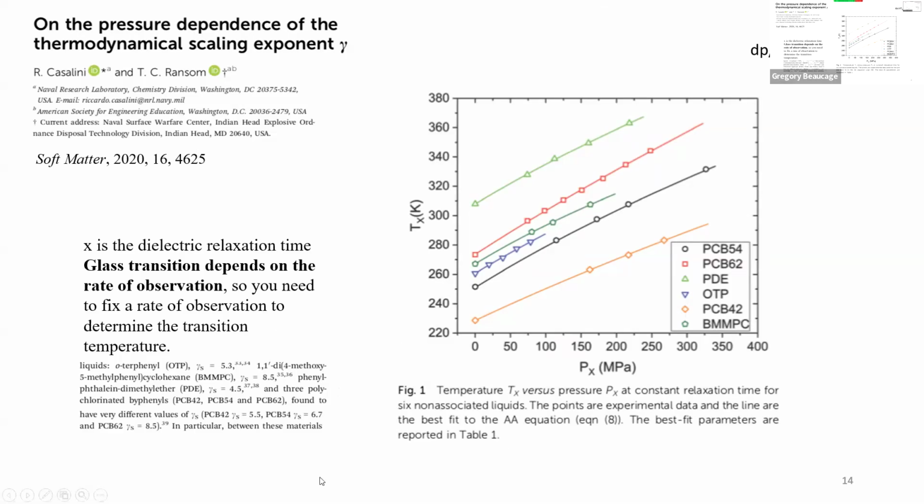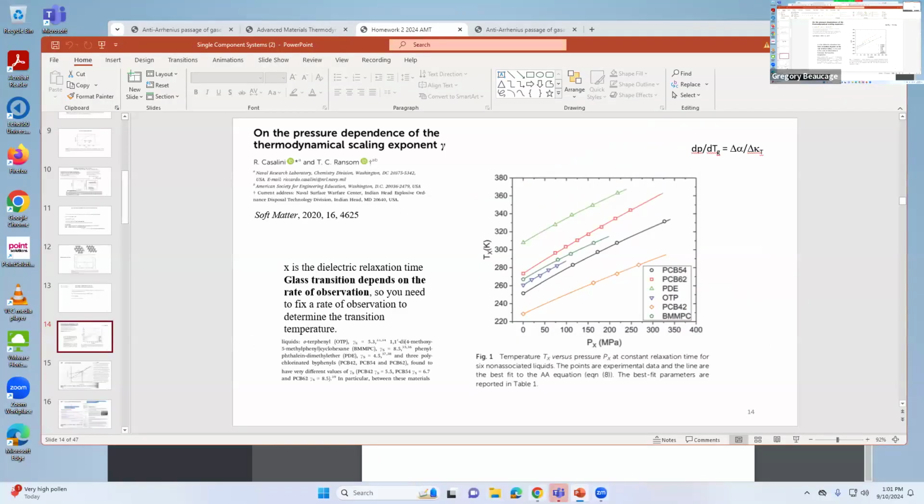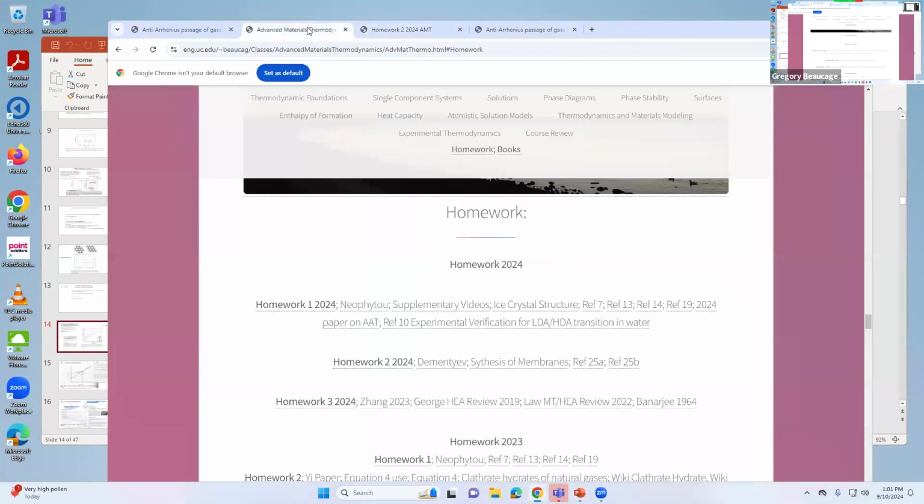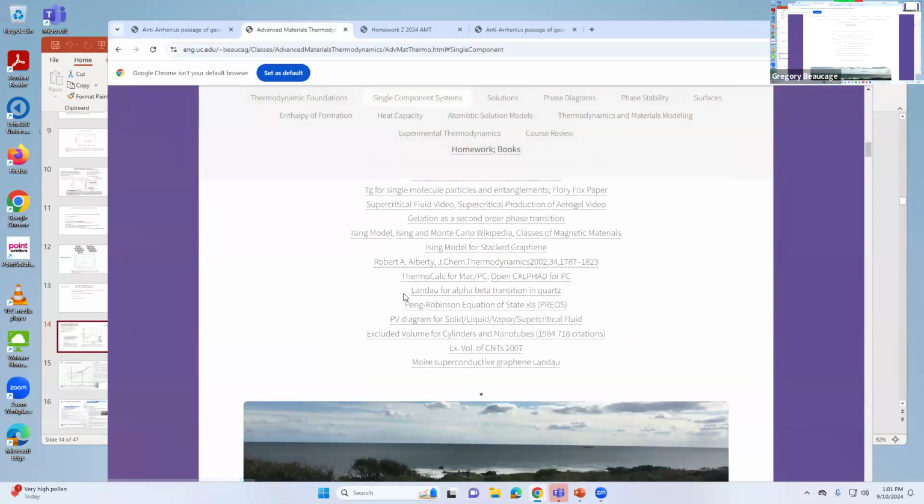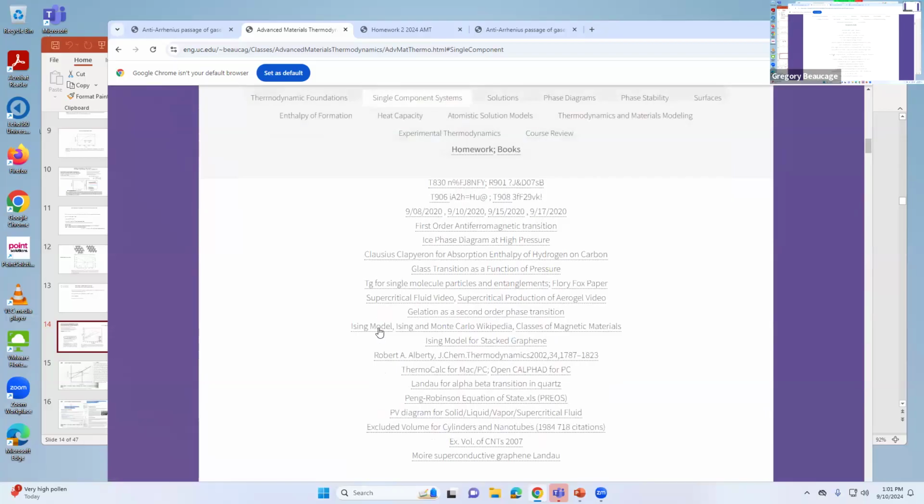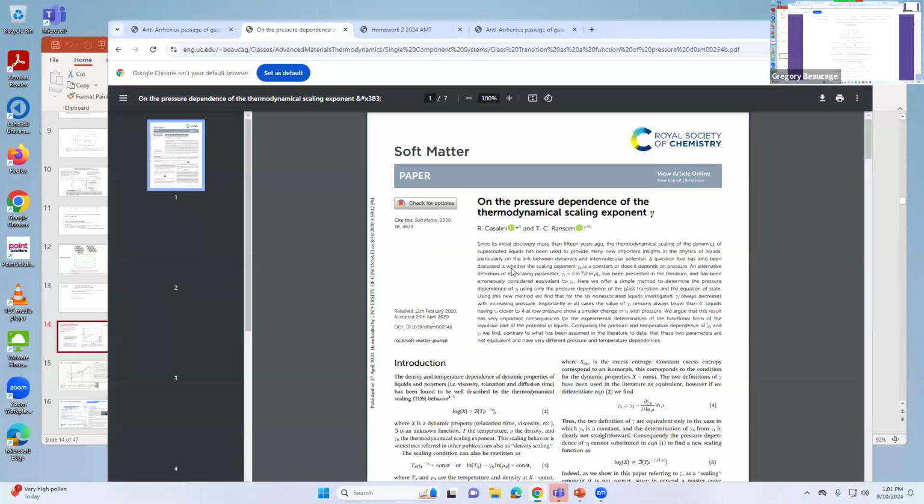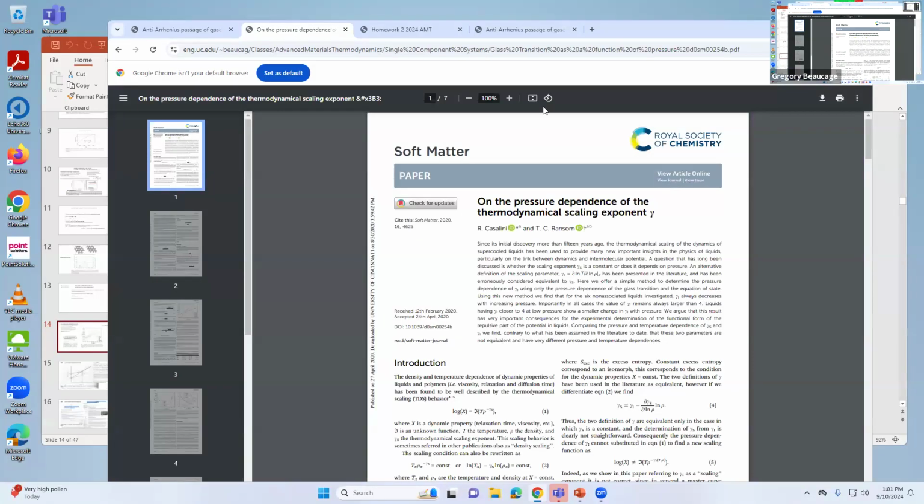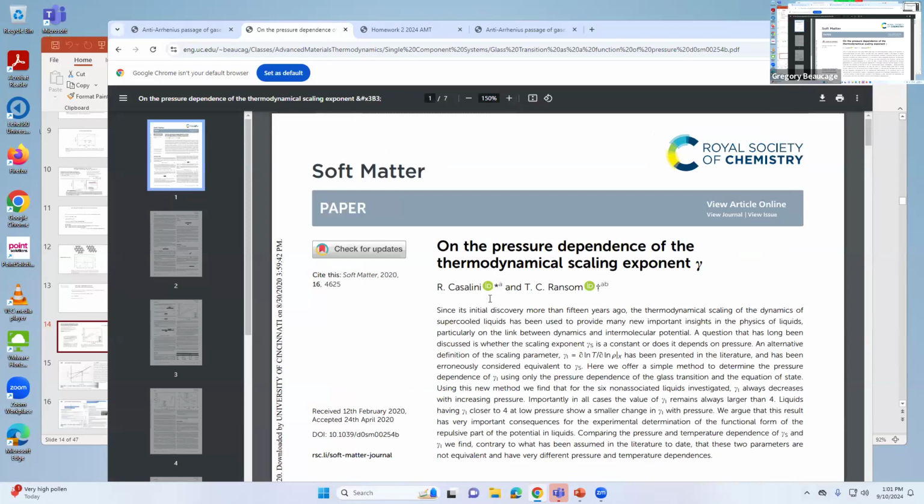This paper was kind of useful to look at, but it's confusing too. So this is under here, let's see. This is the right part. Single component systems, gelation, icing, Tg for single particle. Glass transition is a function of pressure. Here, that's that paper. So it's kind of worth looking at this.